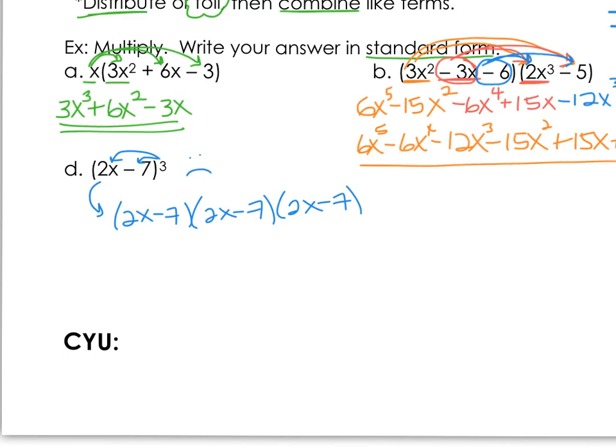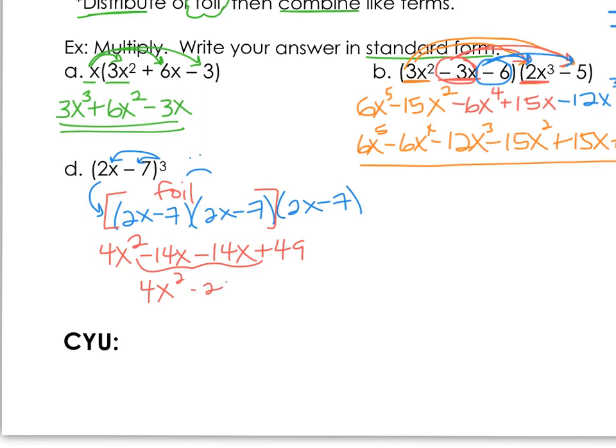Like example C, we have 3 parentheses. Let's start just by grouping 2 of them together. We'll FOIL that one, and then we'll multiply it with the end. 2x times 2x is 4x squared, and 2x times negative 7 is negative 14x. Negative 7 times 2x gives us another negative 14x, and negative 7 times itself is positive 49. Combining our like terms in the middle, we have 4x squared minus 28x plus 49.